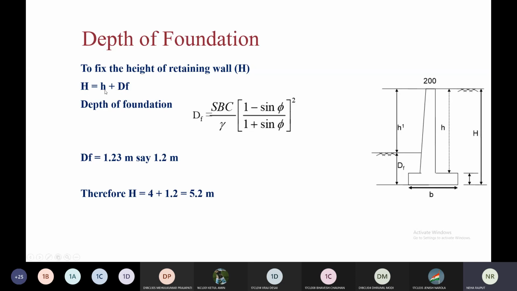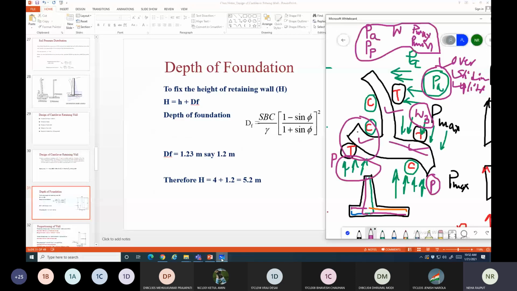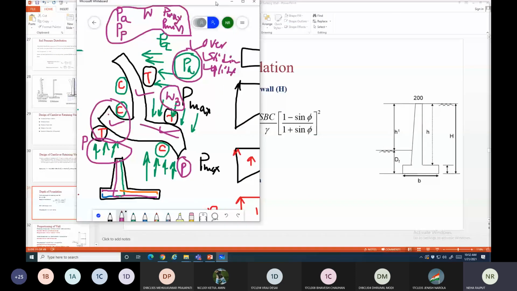So capital H is equal to h dash plus df, and put in all these values: SBC 200, gamma 18, phi 30°. You will get the depth of footing as 1.23 meter, considering it as 1.2 meter. So the height of the retaining wall is 4 for the retained earth plus 1.2 for the depth of footing. So 5.2 meter is the total height of the retaining wall.